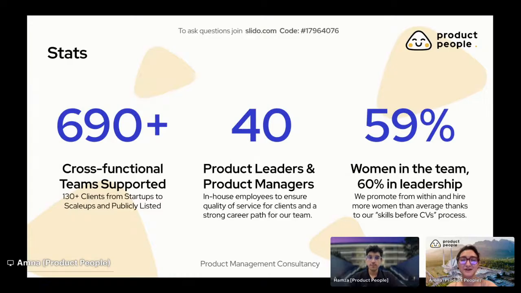And last but not least, we have supported over 690 cross functional teams and over 100 clients from Series A startups to publicly listed companies. We have 40 product leaders and product managers in house to deliver high quality services to our clients. And finally, something that we take great pride in, we have 59% women in the team, with 60% making up leadership roles, which I think is a great stat that I'm always super happy to share.